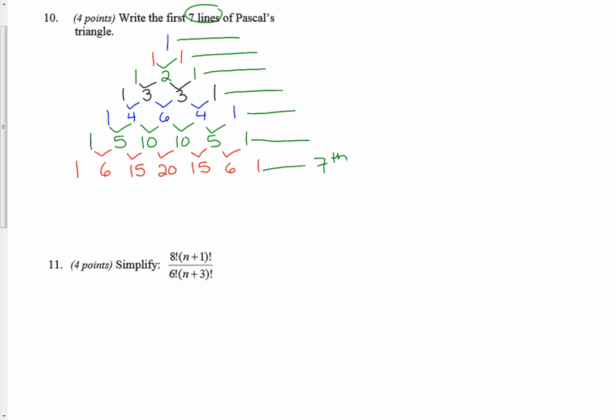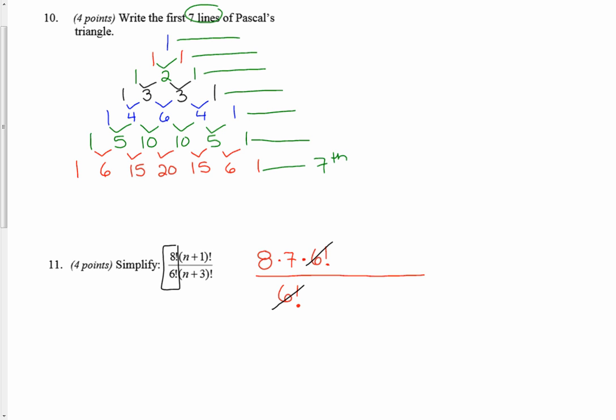Number 8 asks me to simplify some things. I have 8 factorial times n plus 1 factorial over 6 factorial times n plus 3 factorial. Remember, 8 factorial means 8 times 7 times 6, and then so on down. I'm going to stop when I get to 6 factorial because down here on the bottom I had 6 factorial. So I look at what I have in terms of numbers. The 8 was bigger, so I needed to break the 8 down until I got a common factorial that I could reduce from the top and bottom.